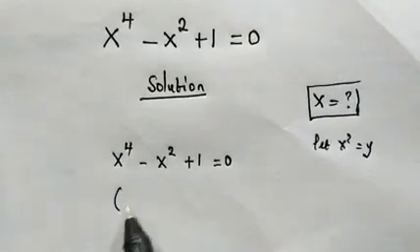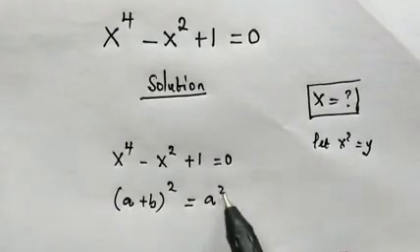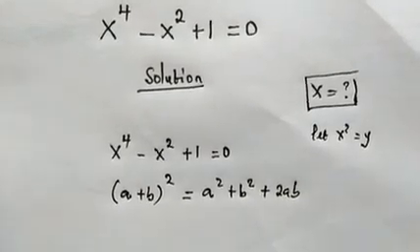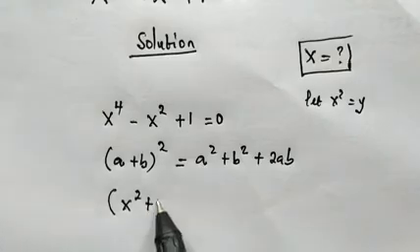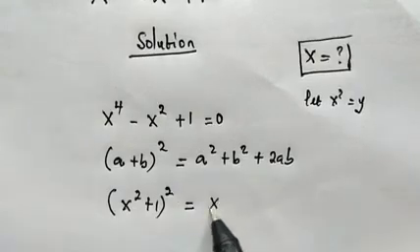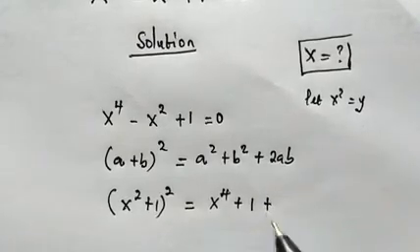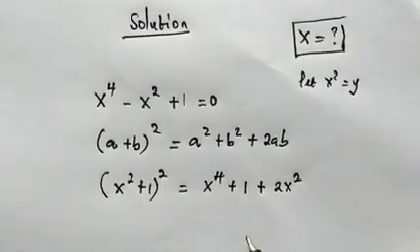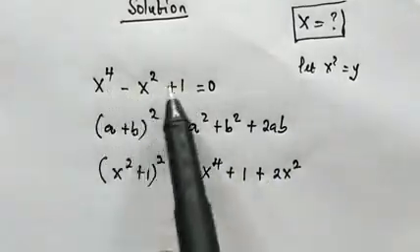Let us recall that a plus b squared is equal to a squared plus b squared plus 2 times a times b, right? Now let us reason this. Let us say we have x to the power of 2 plus 1 whole squared. So this will give us x squared squared, which gives x to the power of 4, then plus 1 squared will give us 1, plus 2 times x squared times 1, that will give us 2x squared.